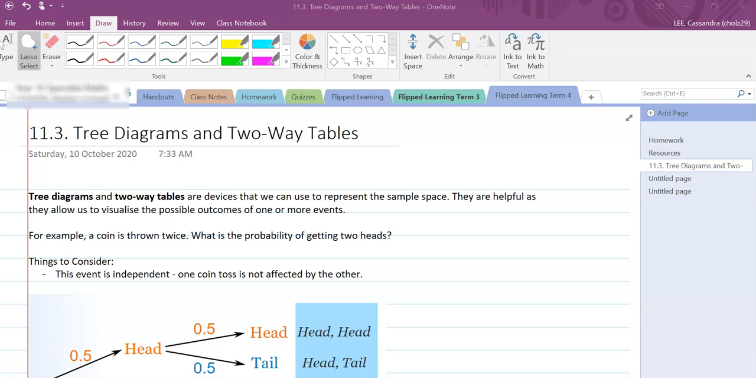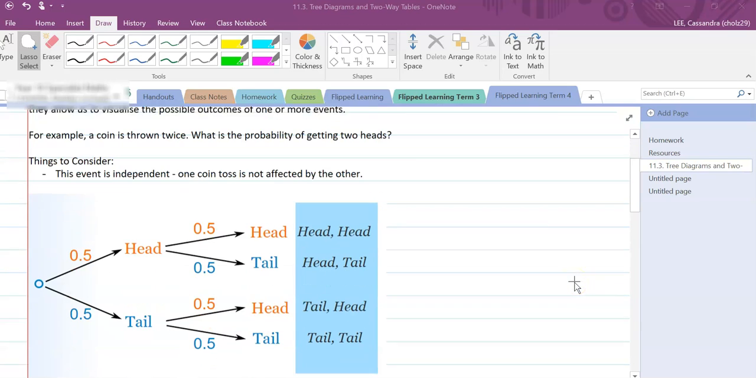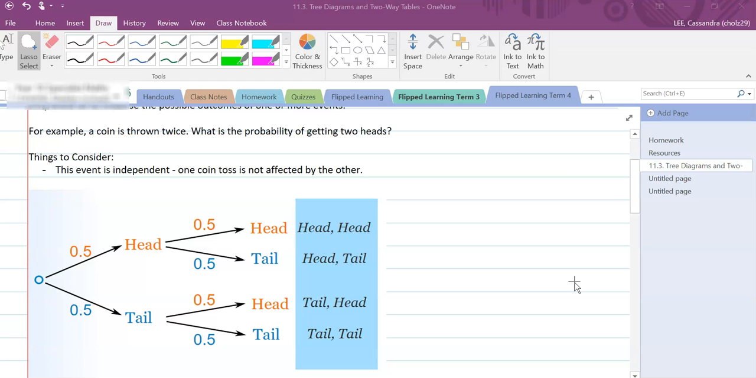Today we're going to be looking at tree diagrams and two-way tables to determine probability of different events. We've looked at tree diagrams and two-way tables previously, so this should just be a revision of some content that we've already done before. So let's start off with a very simple example. We've got a coin and we throw the coin twice. What's the probability of getting two heads?